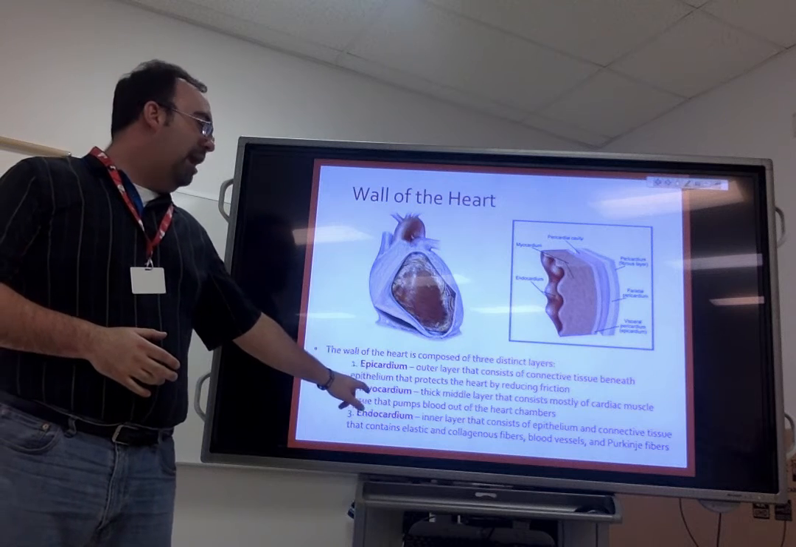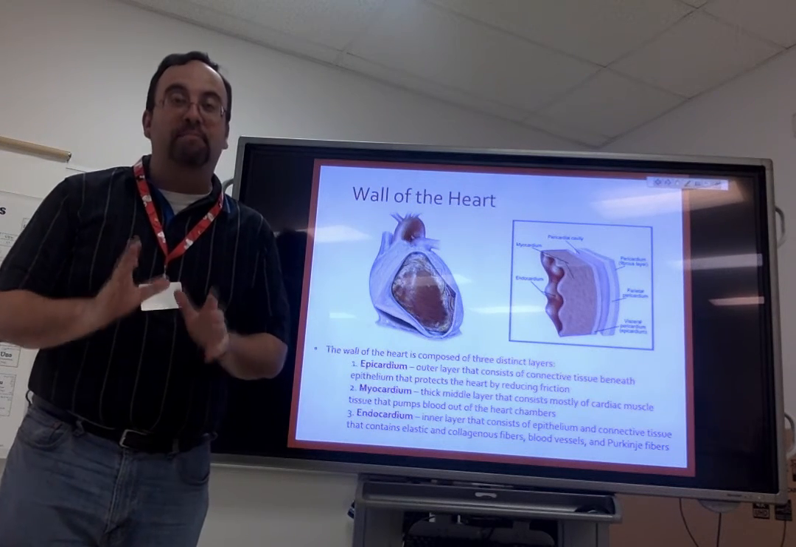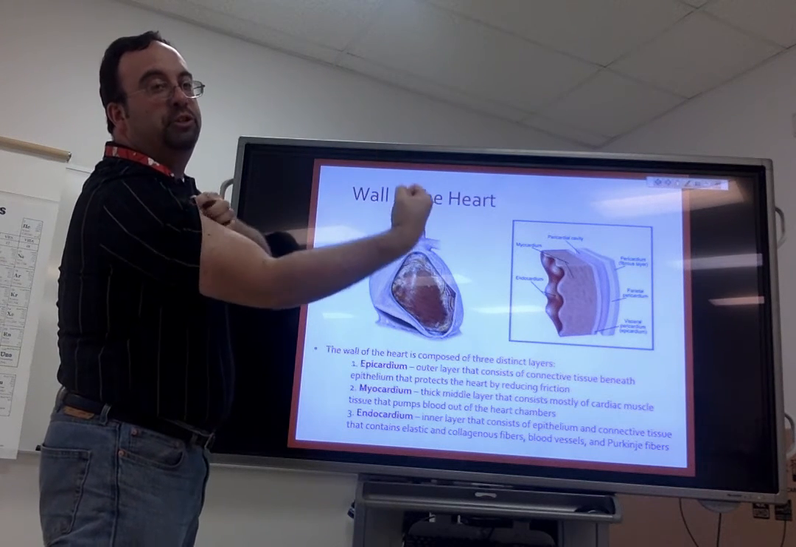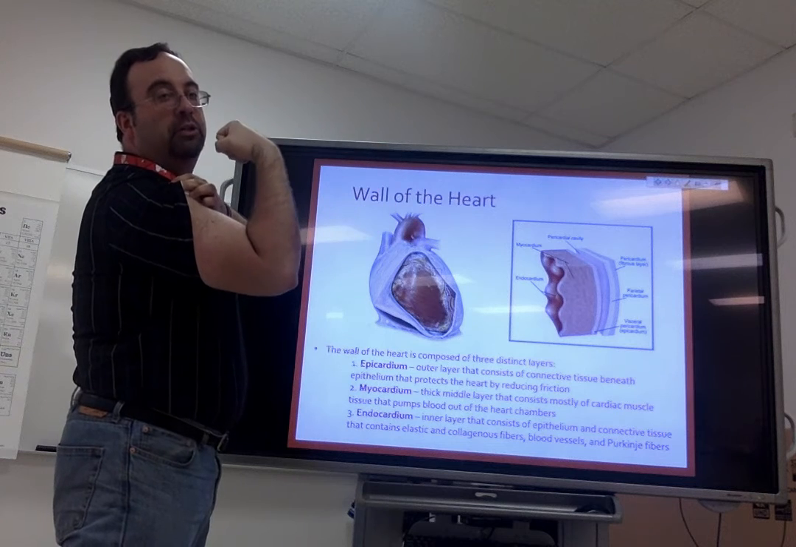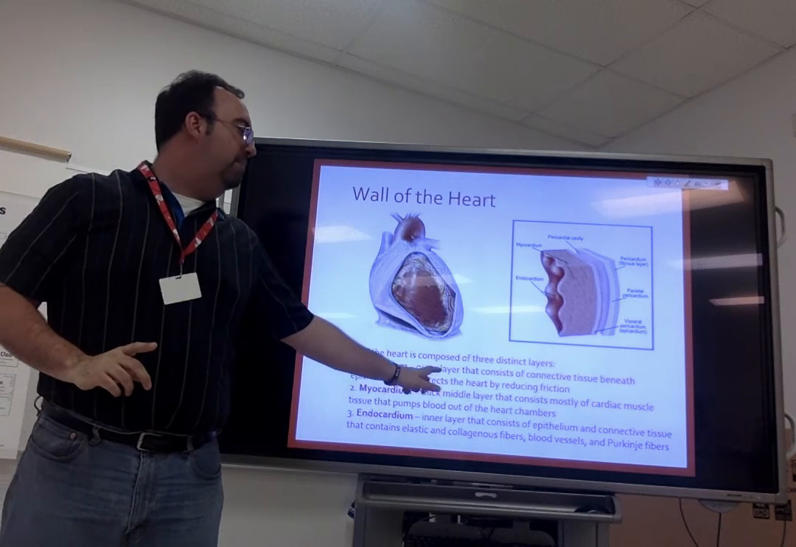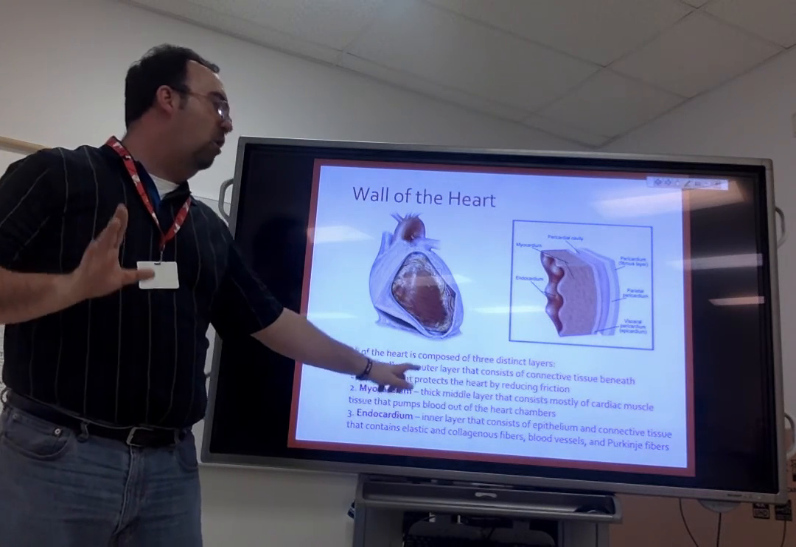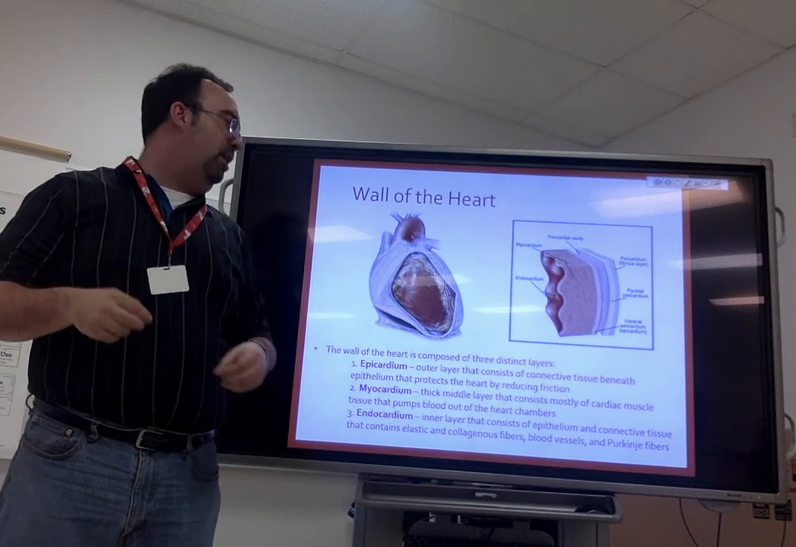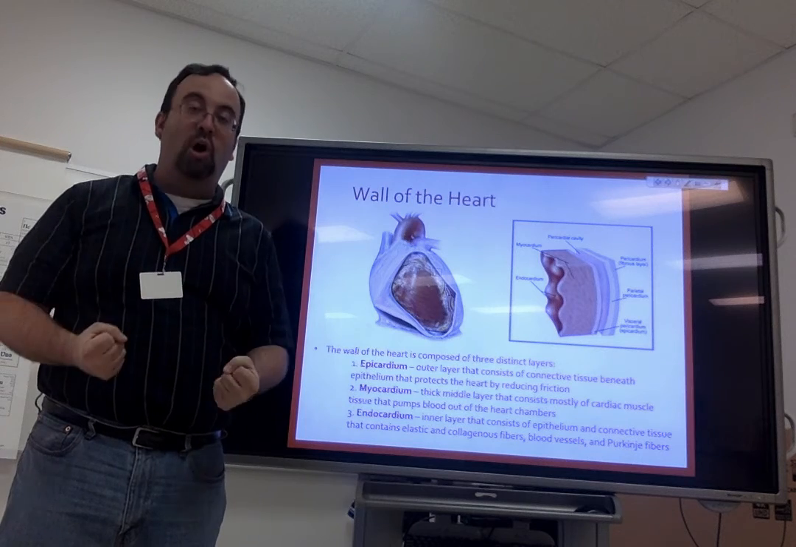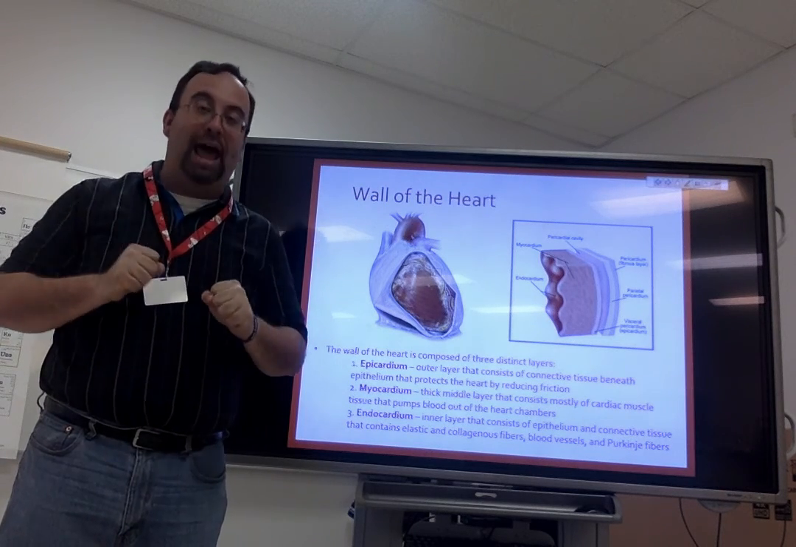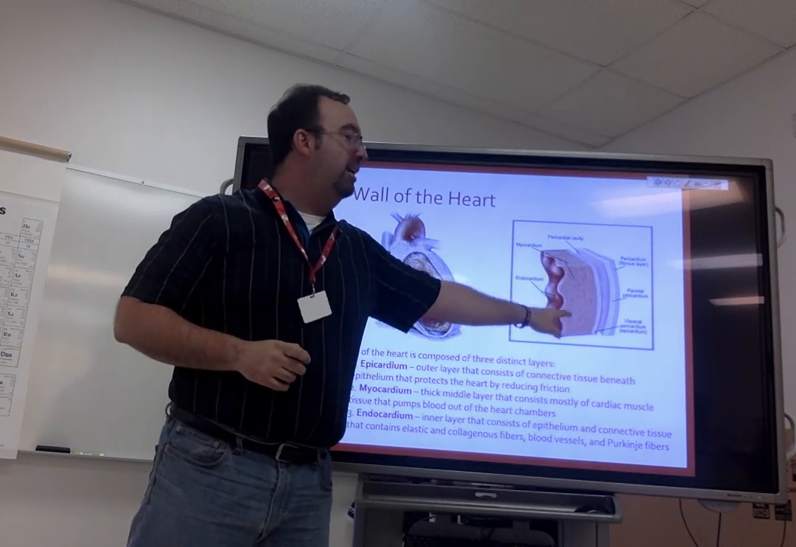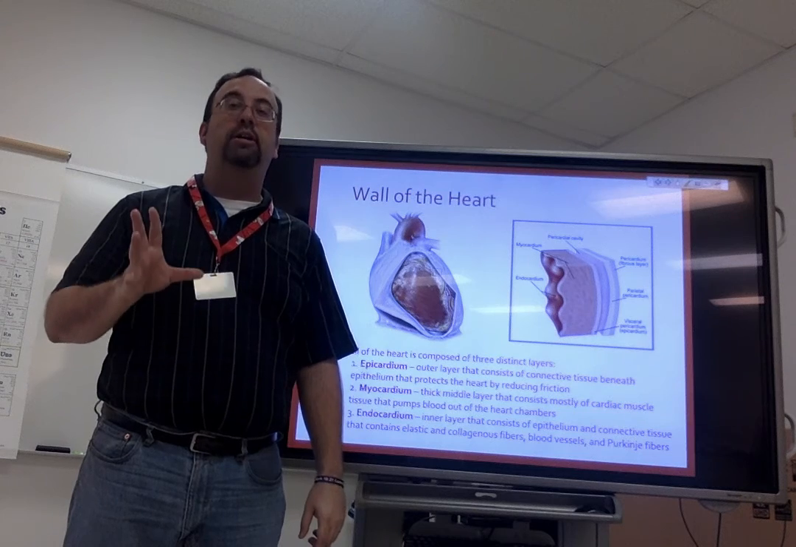We have the myocardium. Whenever you see the prefix myo, you should think about muscle, because that's what it's referring to. So myo refers to muscles, like I'm doing an Arm & Hammer commercial. But anyways, the myocardium is the thick middle layer that consists mostly of cardiac muscle tissue that pumps the blood out of the heart chambers. You need, obviously, something strong and durable to keep pushing that blood out. And so the myocardium is the thickest layer, and we can see here that it is the thickest of the three layers of heart tissue.